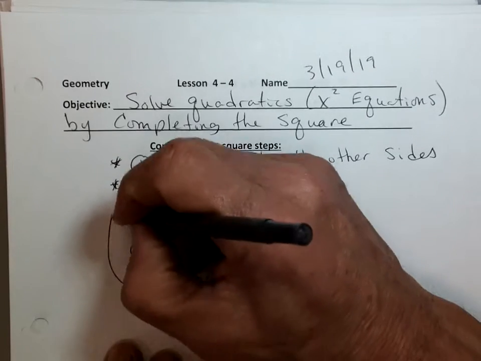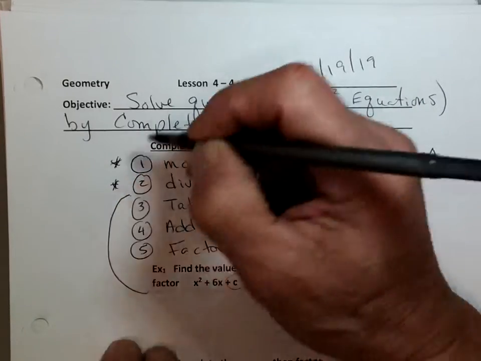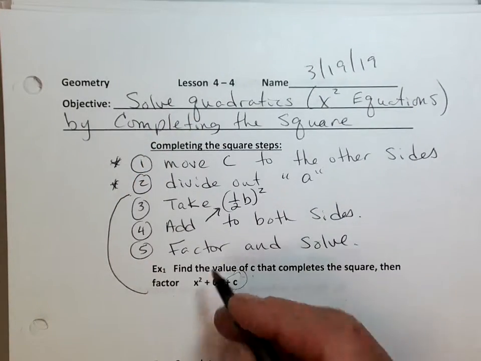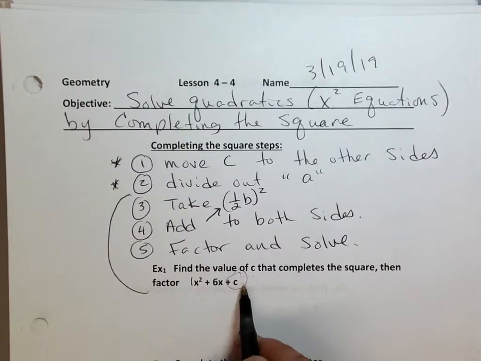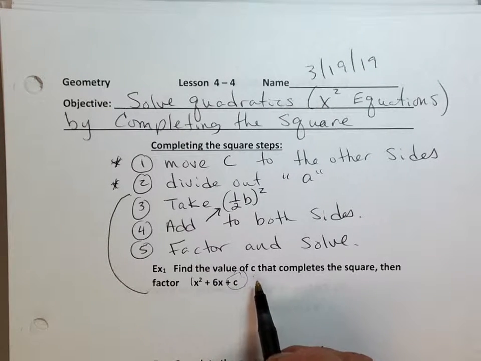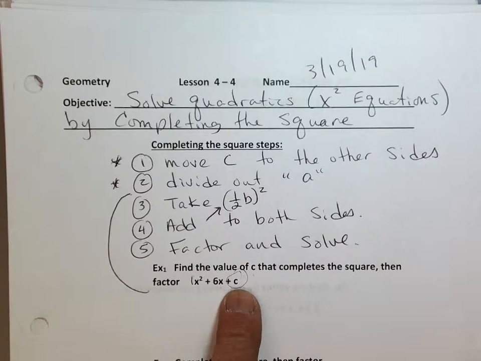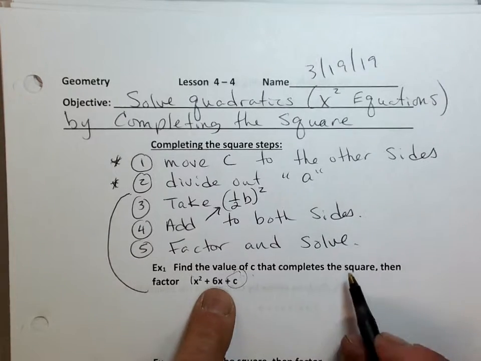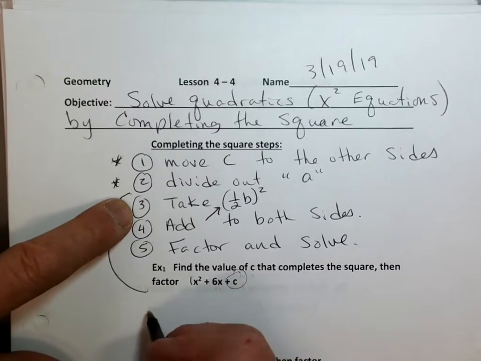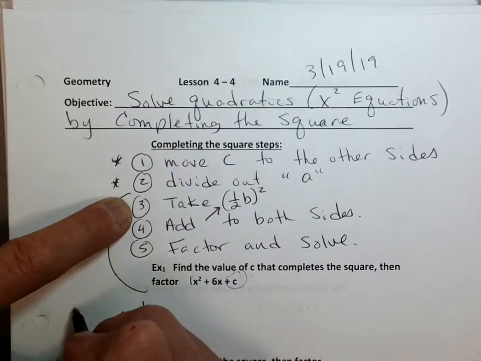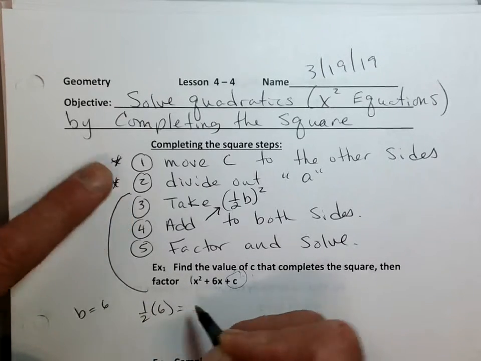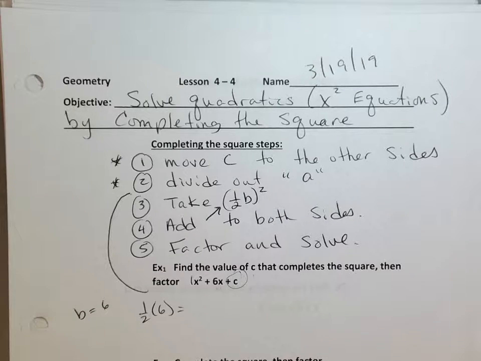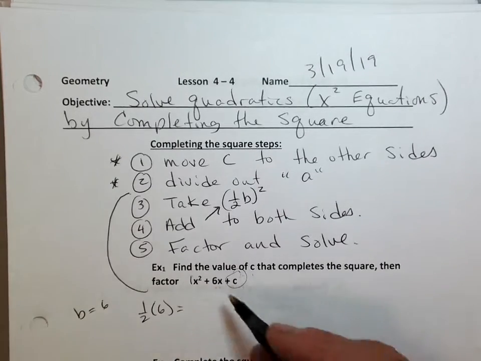So let's use these first three rules here. A is 1, B is 6, and C we don't know. Let's just say you don't know it's 9. Some of you already got 9 in your head, that's really good. But if you don't, take B. B is 6. We're going to take 1/2 of 6. Well, half of 6 is 3, right? You just take half of this number.